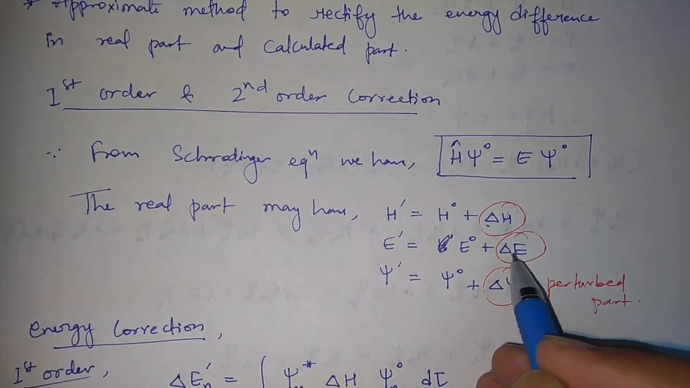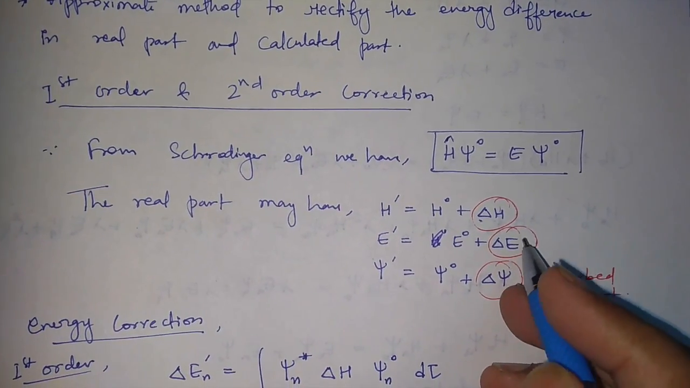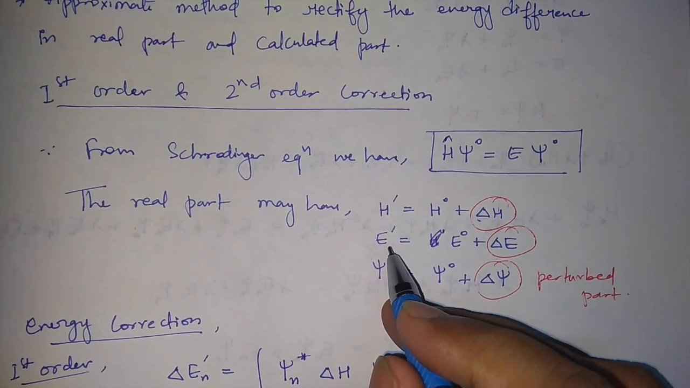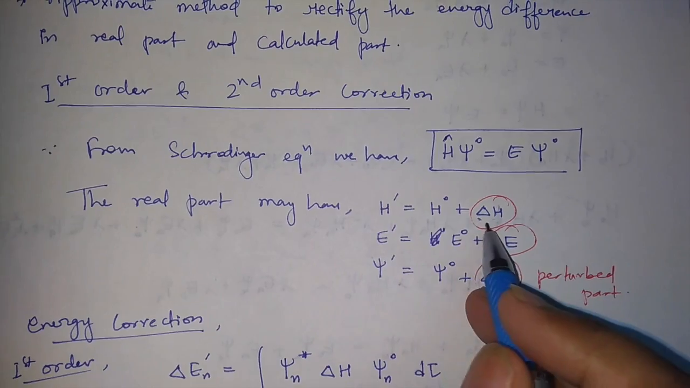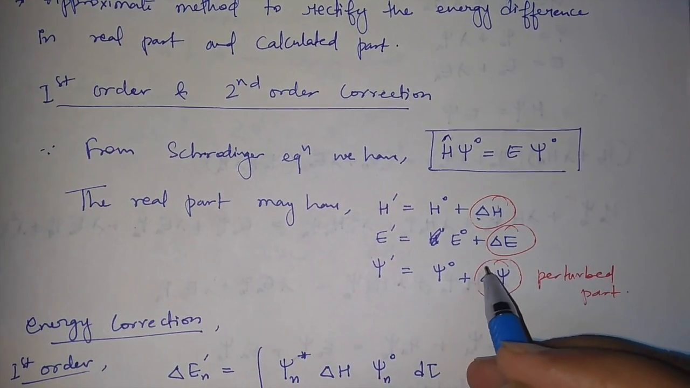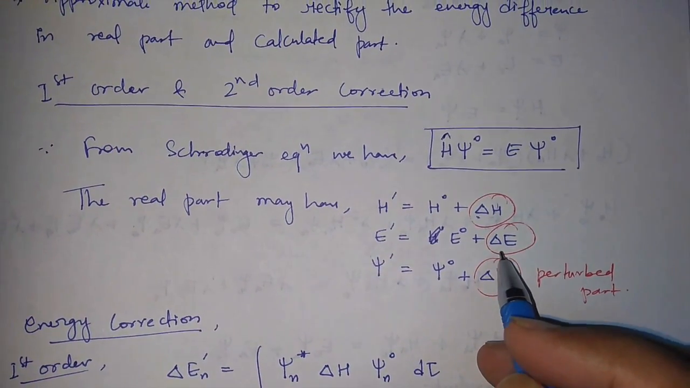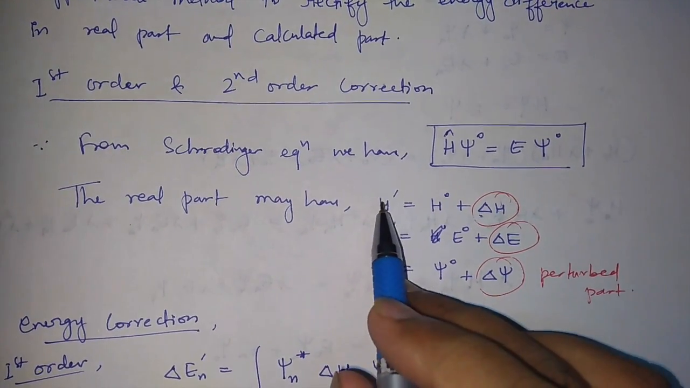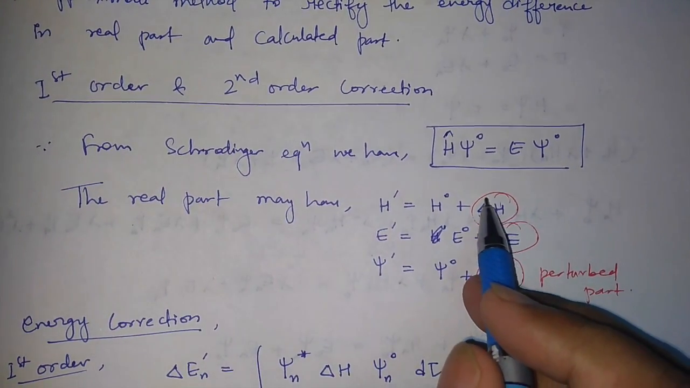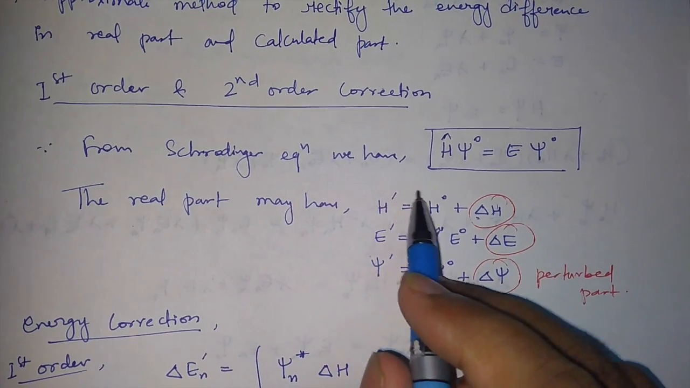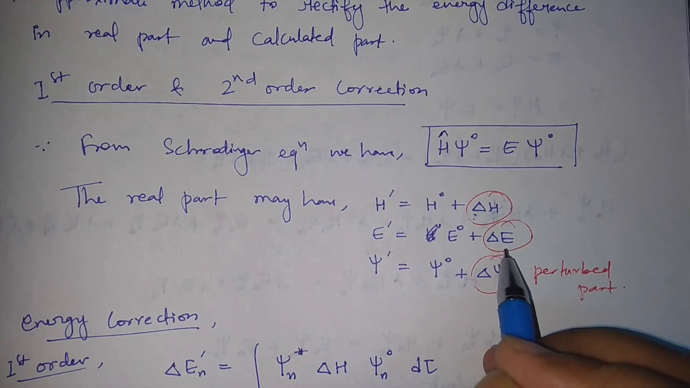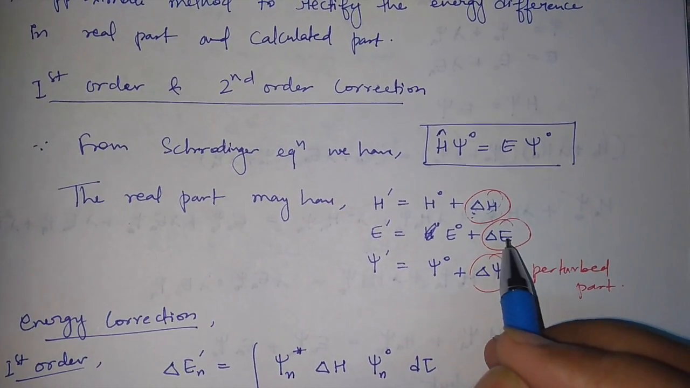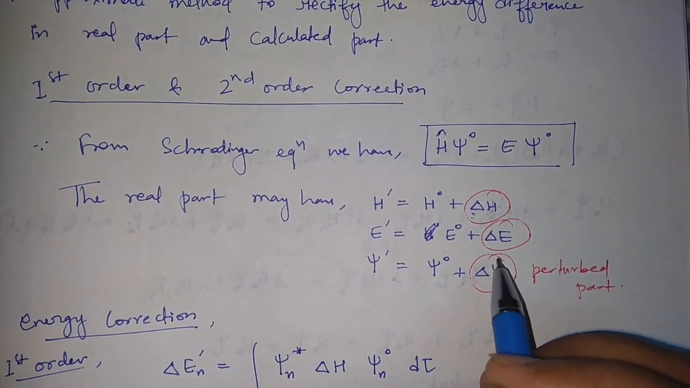So the same kind of perturbed part, or the error part, will be there in your energy also, and also in the wave function. These three equations tell you what I have told you in the theory part, that there is a certain difference in the calculated part from the real part, and that difference is delta H in the Hamiltonian, delta E in the energy, and delta psi in your wave function.